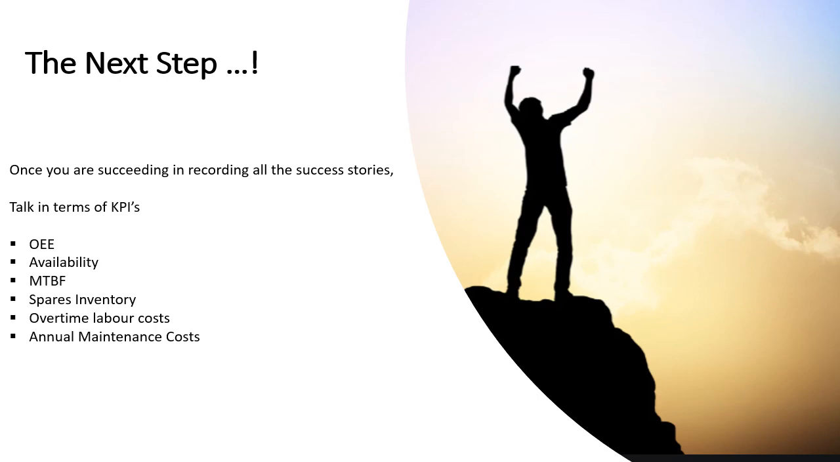We can calculate the overall equipment efficiency before and after the program. In a similar way, we can compare the availability of each and every equipment under our condition monitoring program. We can also calculate the mean time between failures for each main equipment, and the spares inventory, where if our program is running successfully, we could expect some reduction. Our overtime labor cost should go down and our annual maintenance cost should also go down. If we talk in terms of these KPIs, this will increase the weightage of the condition monitoring program.